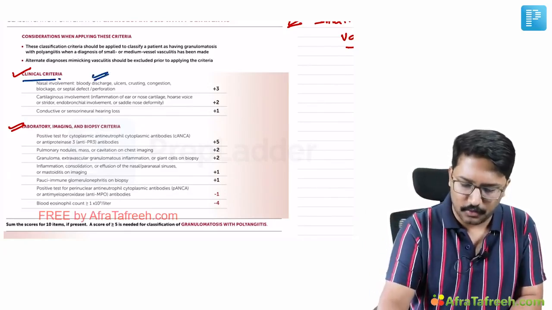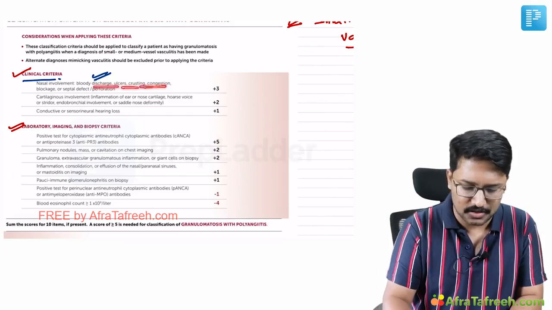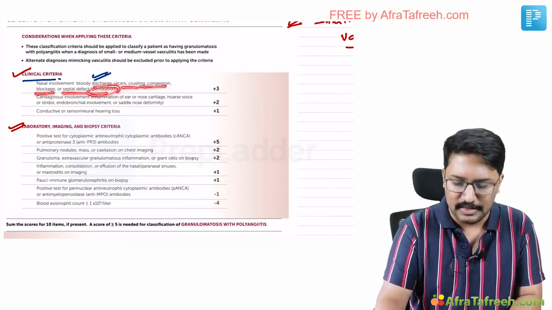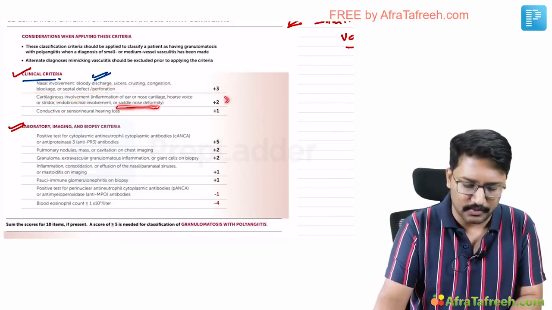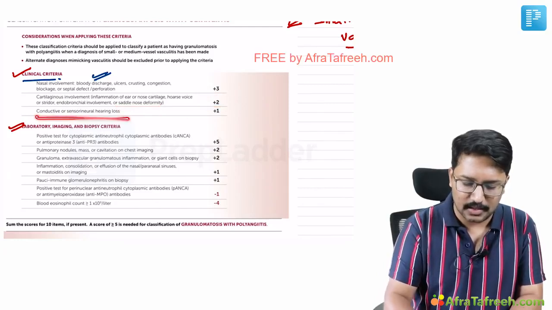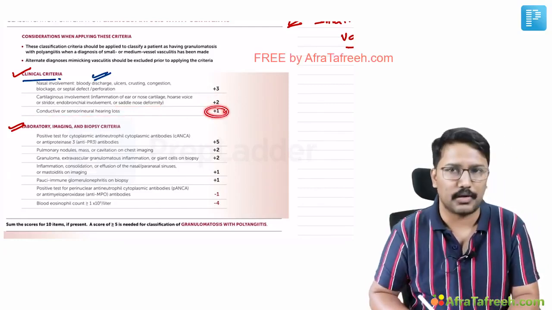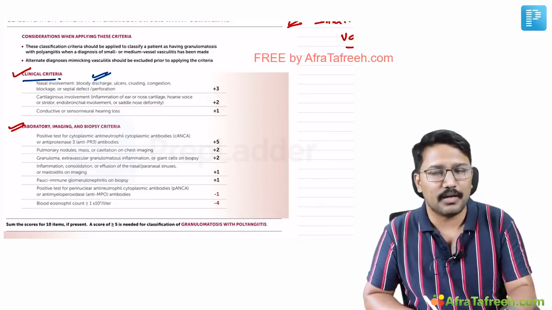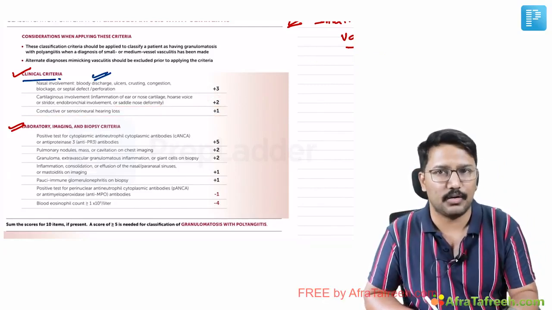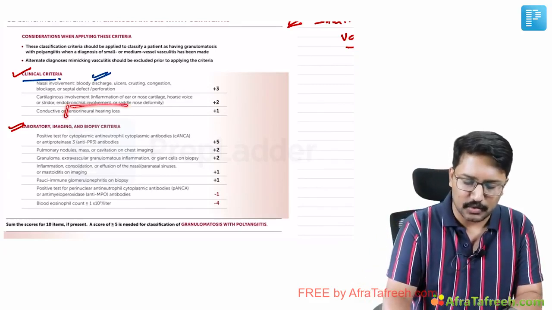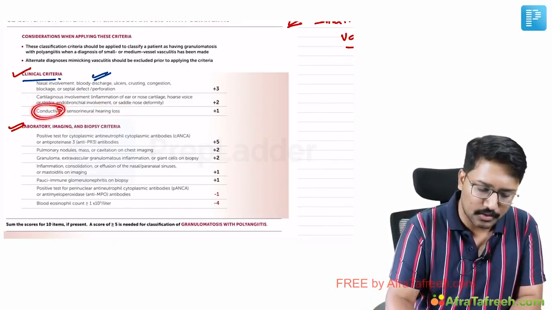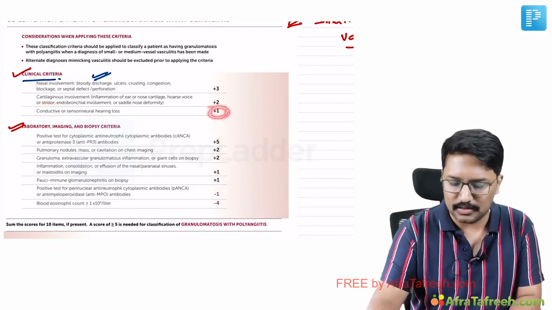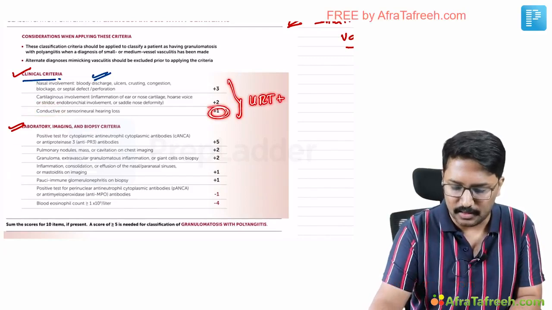Nasal involvement in the form of bloody discharge, ulcers, crusting, congestion, blockade, or septal defect or perforation, we are giving some points. If there is cartilage involvement causing saddle nose deformity, we are giving some point. And if the patient is having conductive or sensorineural hearing loss, we are giving some point, right? Patients with GPA can have both. Sensorineural hearing loss is because of the vasculitis affecting the nerves, and the conductive hearing loss, as I have already told you, is because of otitis media. Otitis media is known to occur here, right? So we will be giving some points. All these are suggestive of upper respiratory tract involvement, right?